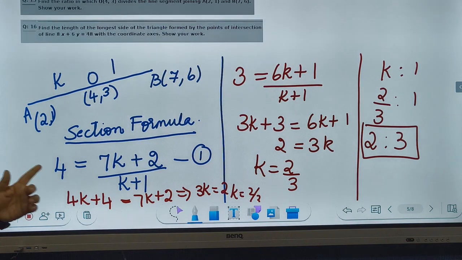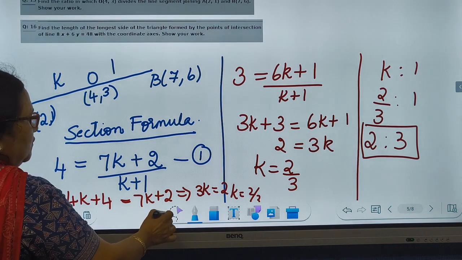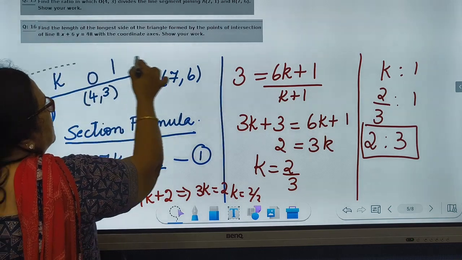Are you able to follow how to do the first sum? You have used the section formula to solve the problem. Next, we have a different problem. I'll remove this.